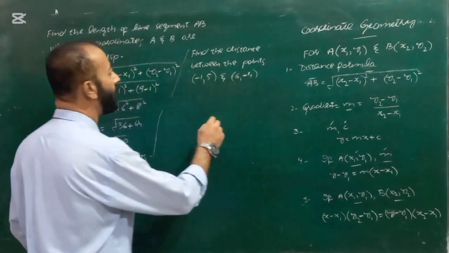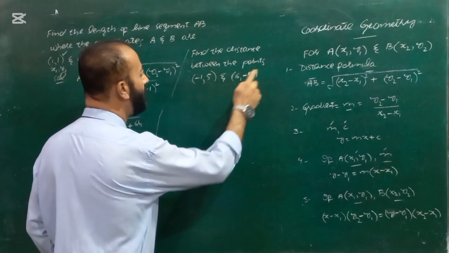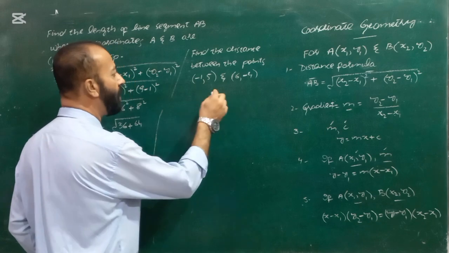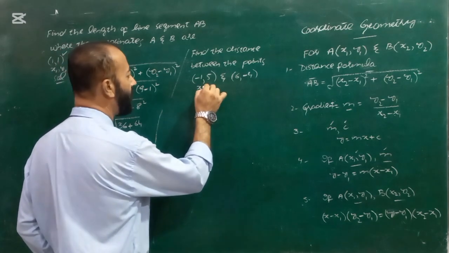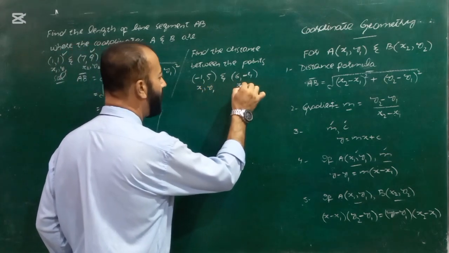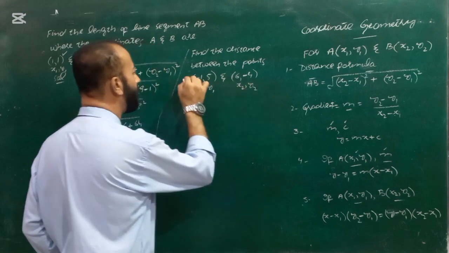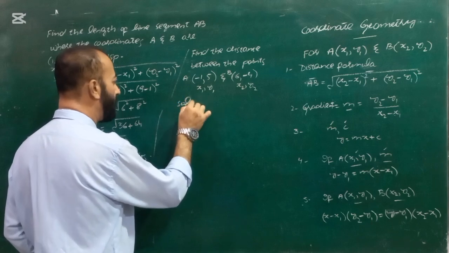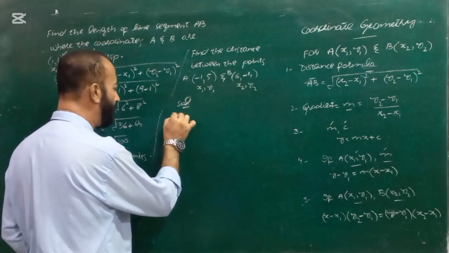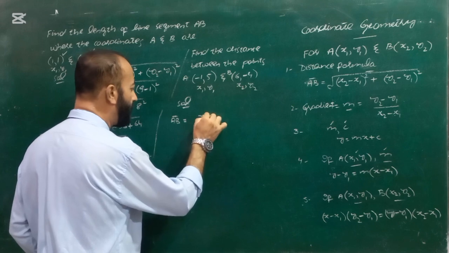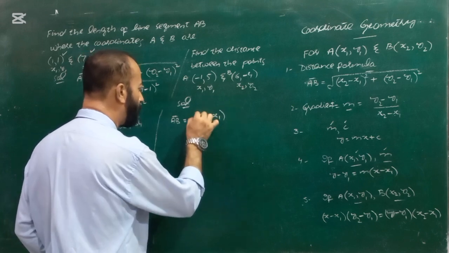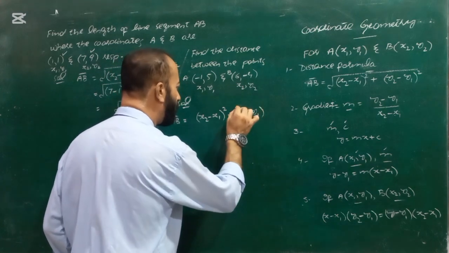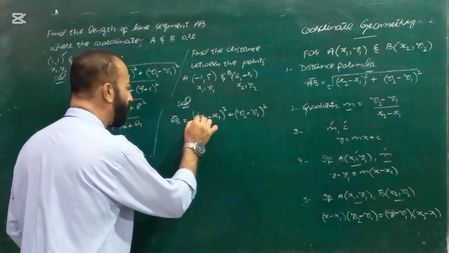So here is another question. The statement is: find the distance between the points (-1, 5) and (6, -4). Again 2 points are given. Suppose you call this point x1 y1 and this point x2 y2, and suppose this is point A and this is point B. So the distance between these 2 points, the formula that will be used is the square root of (x2 minus x1) whole square plus (y2 minus y1) whole square.